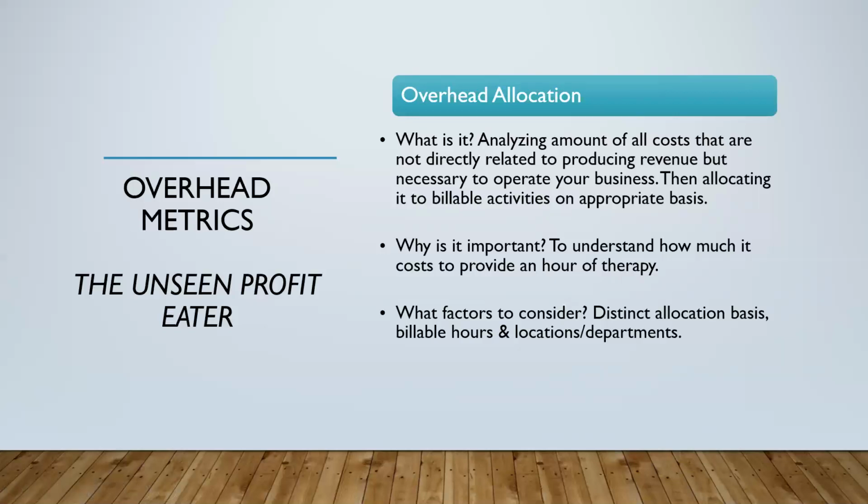So the next type of metrics we're going to consider are overhead metrics, right? And I call overhead the unseen profit eater because people don't seem to consider it at all in their business analysis, and it is a very real expense. So when we're looking at overhead, what I like to look at is overhead allocation. So what is it? It's analyzing the amount of all costs that are not directly related to producing revenue, but necessary to operate your business, then allocating it to billable activities on an appropriate basis.